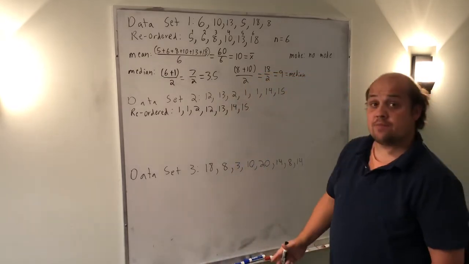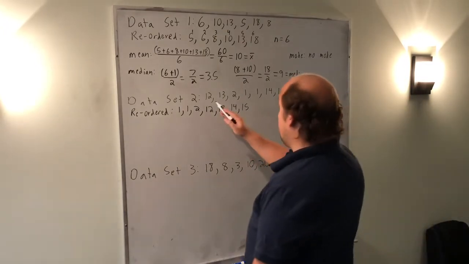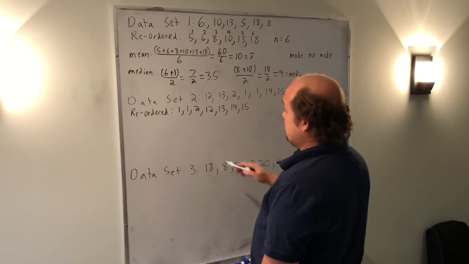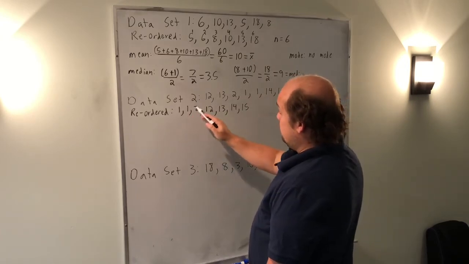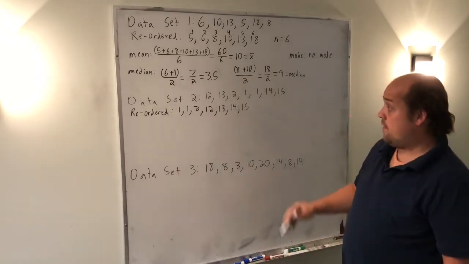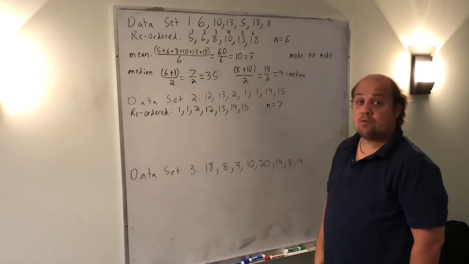Again, after I write something like this out, I want to double check that I didn't miss any of the points. So in the original data set, I had 1, 2, 3, 4, 5, 6, 7 points. In this data set, I have 1, 2, 3, 4, 5, 6, 7 points. So I feel good about it. I'm going to write down what that n is for use of my formula, n equals 7.